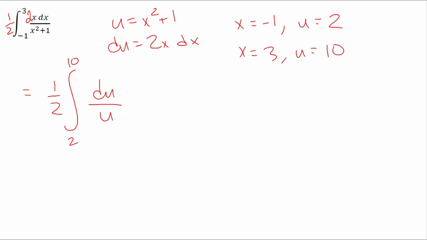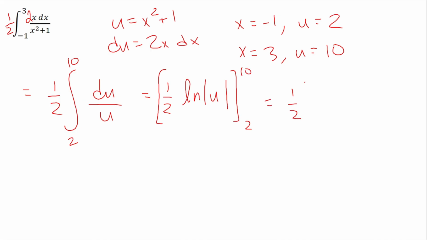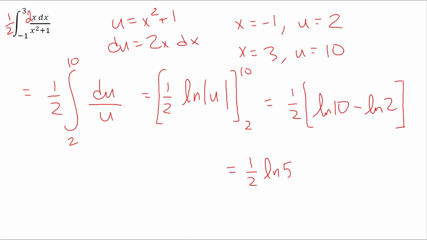And then we'll just integrate. This is now 1/2 of the natural log of the absolute value of u, evaluated from 2 to 10, which is just 1/2 of the natural log of 10 minus the natural log of 2. We can ignore the absolute values now because both 2 and 10 are positive. Natural log of 10 minus natural log of 2, that's the same as natural log of 10 over 2, which is natural log of 5. I'd probably write this as 1/2 the natural log of 5.